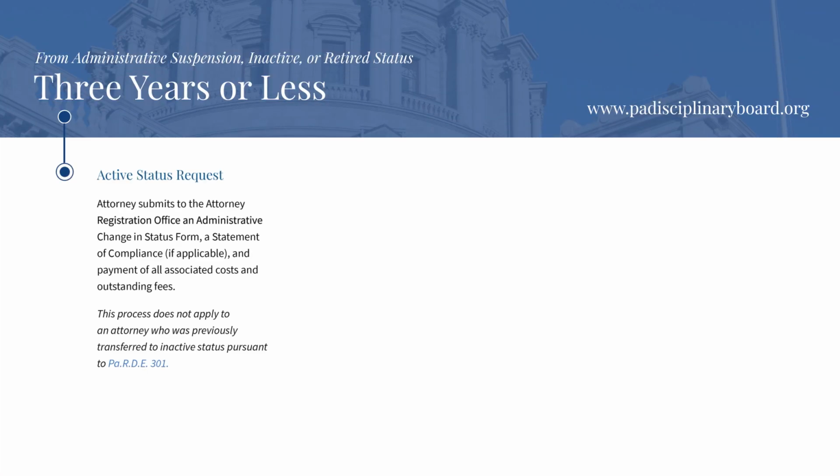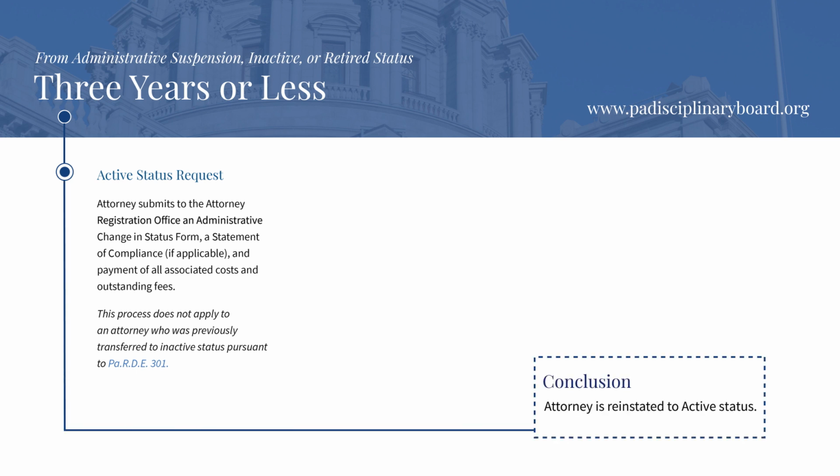Request the appropriate forms for reinstatement to active status by emailing, calling, or writing the Attorney Registration Office. Complete and return the forms along with full payment of all outstanding fees as noted on the forms. After review of the submitted forms and payment, the request for reinstatement is able to be processed by the Attorney Registration staff. Upon processing of the submitted payment, your status will be updated to active.